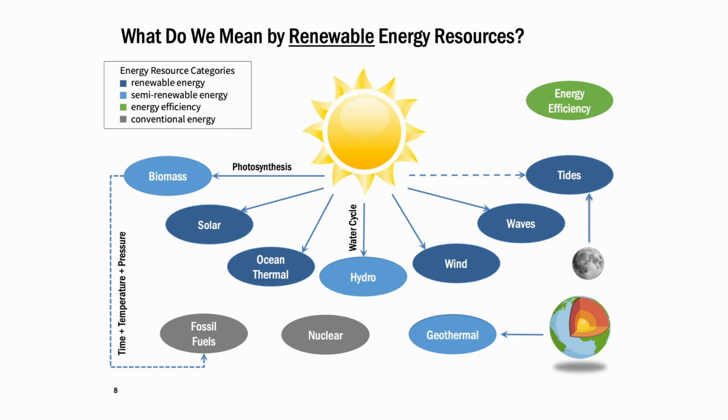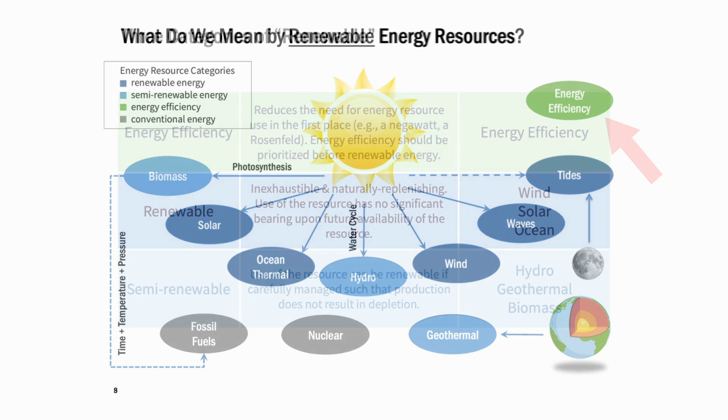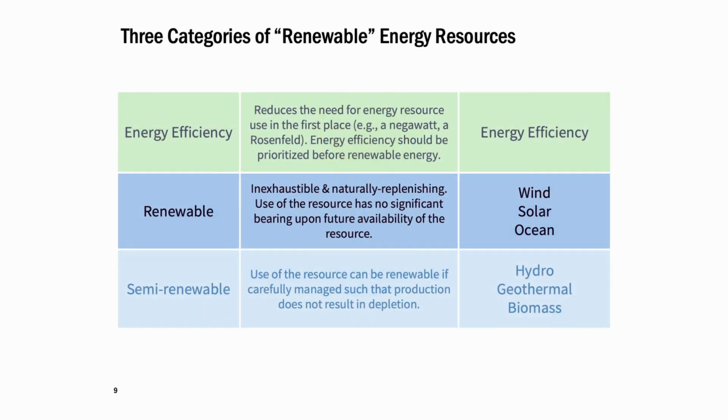And really important to remember that energy efficiency should be considered both a supply-side resource and a demand-side resource when we're thinking about energy resources. So in this course, we group renewable energy into three different categories. The first is energy efficiency, because the cheapest and the cleanest kilowatt hour or therm is the one that you don't use in the first place. And because of this, energy efficiency should be prioritized first, right?